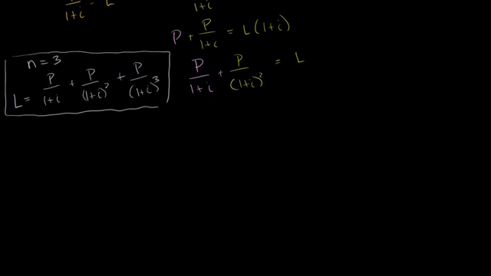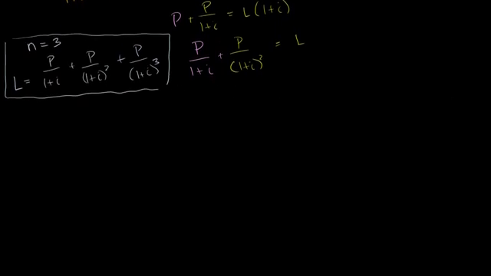But in general, hopefully, I've shown you that we can write the loan amount as the present value of all of the payments. So we could say, in general, if we generalize it to n instead of a specific number, the loan amount is equal to, and I'll take the p out of the equation, p times 1 over 1 plus I plus 1 over 1 plus I squared plus, and you just keep doing this n times, plus 1 over 1 plus I to the n.